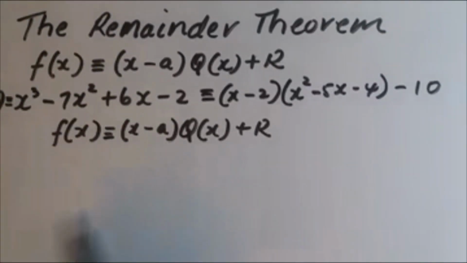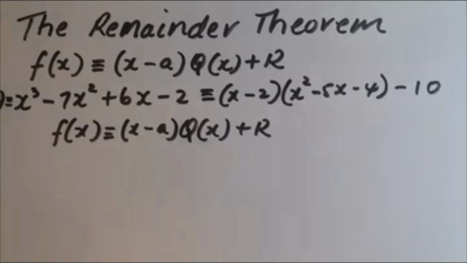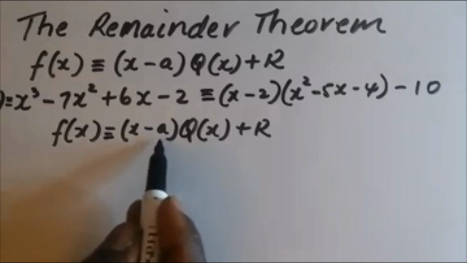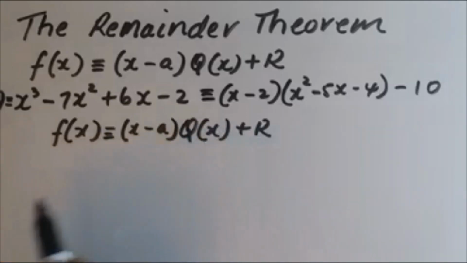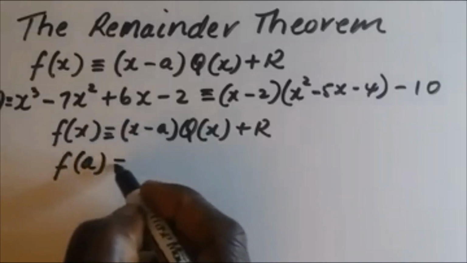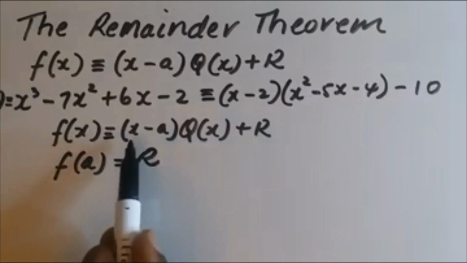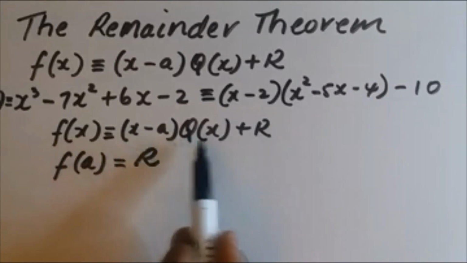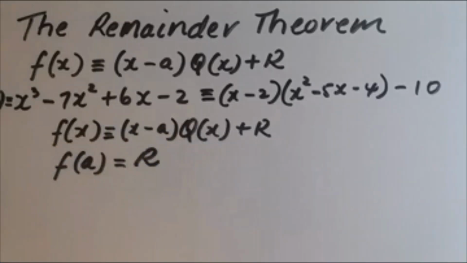Now if we substitute a for x in this identity, then this becomes 0 and all of this becomes 0, and we're just left with r. So if we write that f of a is now equal to r, because we substituted a in terms of x, which sends all of this to 0, we're just left with r. Now this result is known as the remainder theorem.